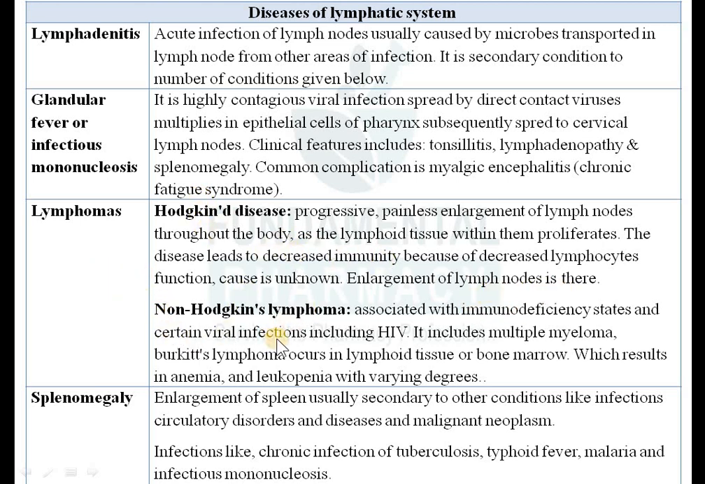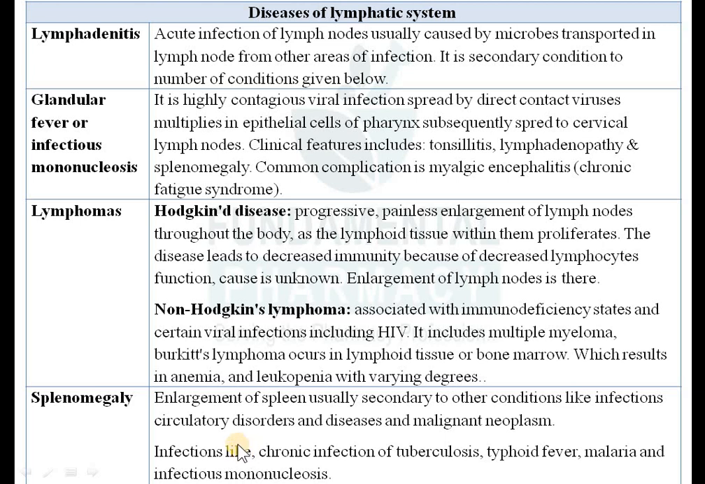Then non-Hodgkin's lymphoma is associated with immunodeficiency states and certain viral infections, including HIV. It includes multiple myeloma, then Burkitt lymphoma. It results in anemia, leukopenia, and varying degrees of other effects. So just remember Hodgkin's disease and non-Hodgkin's lymphoma. They are the types of lymphomas of the lymphatic system.